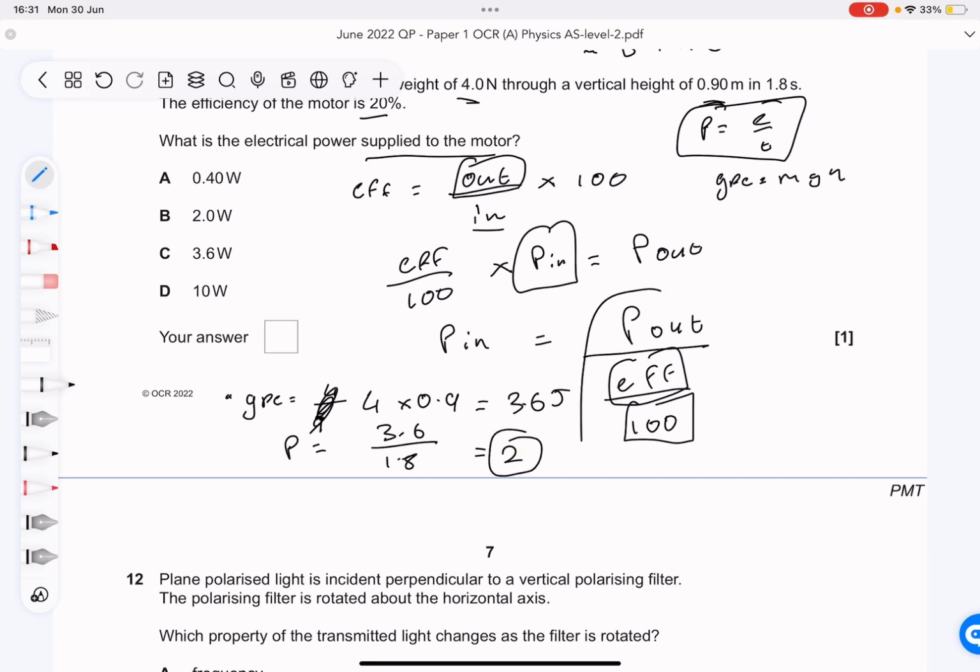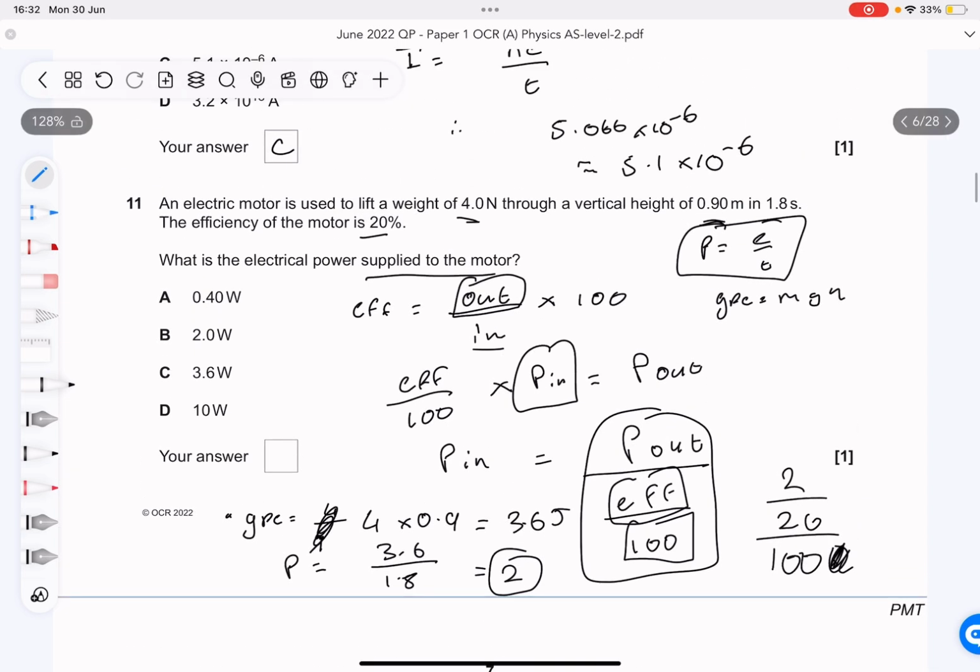So to go back to this equation here, I'm going to have 2 over 20 over 100, sorry. Cross that out. 2 over 20 over 100, which gives me 10. And that corresponds to D. So the answer is D.